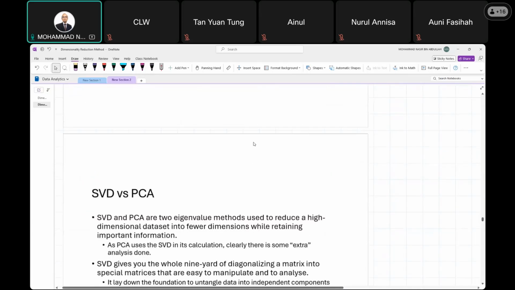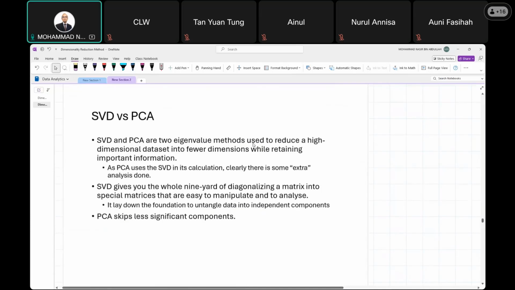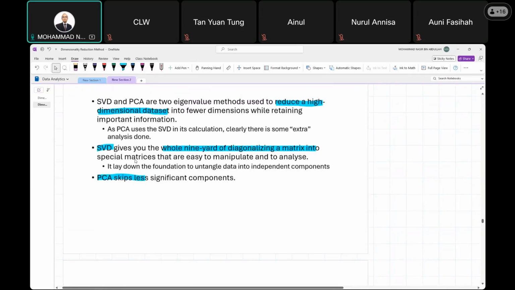Right, so what is the difference between PCA and SVD? PCA and SVD are two eigenvalue methods used to reduce high dimensional data into low dimensional data, right? But SVD gives you the whole nine yards of diagonalizing a matrix into special matrices. But in PCA, it will skip the less significant components and we will keep only the significant components in the data set. So that's why most people prefer to use PCA over SVD, even though we know that SVD is part of the calculation in PCA.